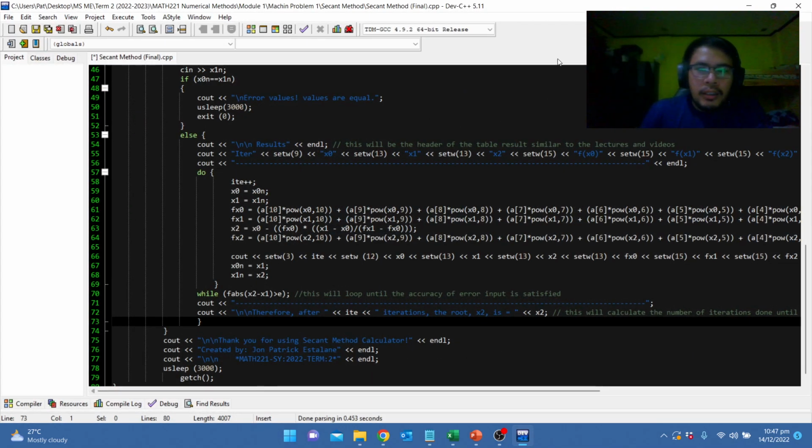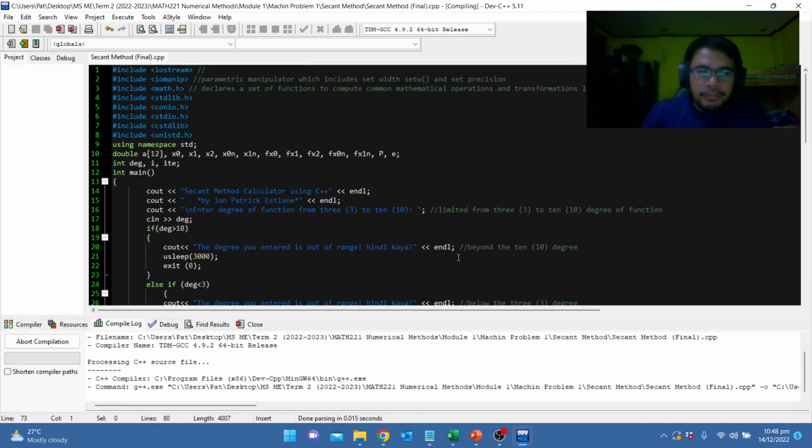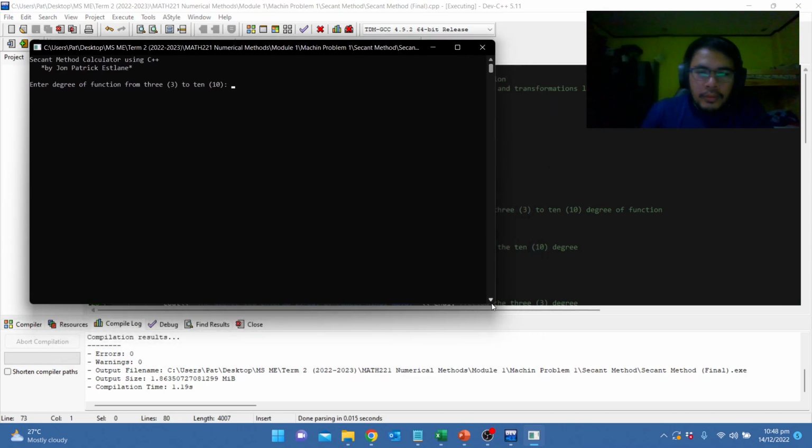Before discussing the algorithms of this C++ program, I would like to show a sample of the program. At first, the title: Secant Method Calculator using C++ by John Patrick Estelane. First, we enter the degree of the function from 3 to 10. I designed this C++ program for degrees 3 up to 10.